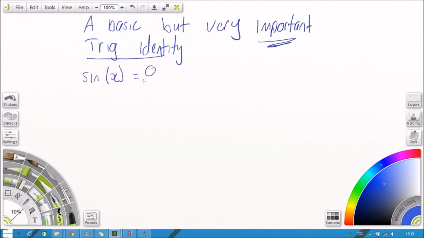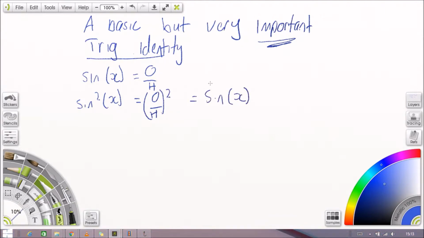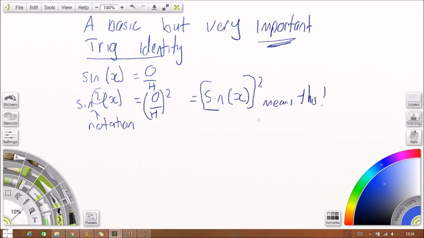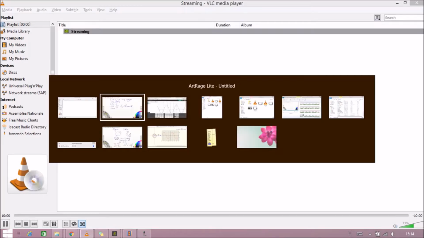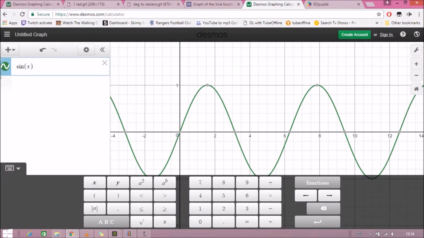Okay. Here's a quick trig identity that is going to be quite basic but very important. If sine equals O over h, then sine squared equals O over h squared. This is just notation to put the squared there. We always do it, but what it means is the whole thing squared. Now here's Desmos showing you the sine graph. It'd be good if you could do this on your own as well.